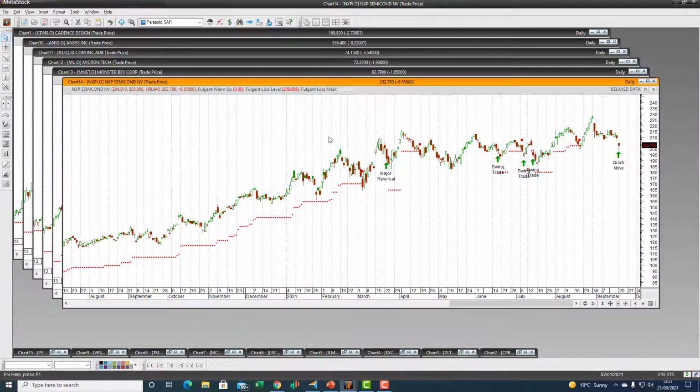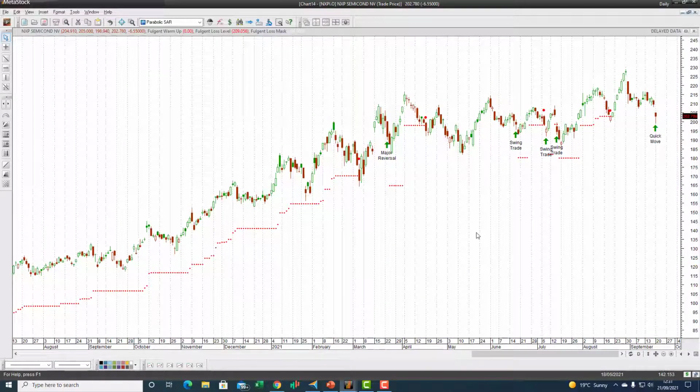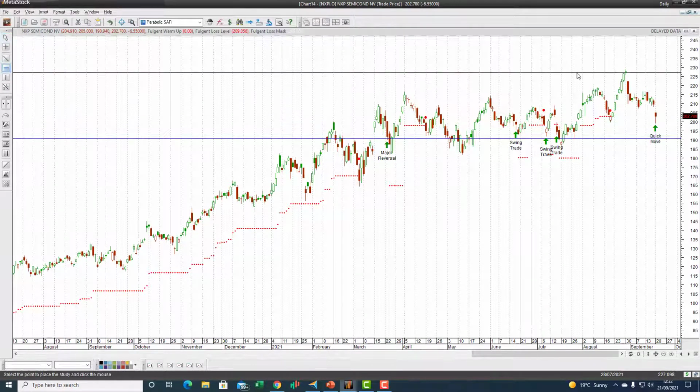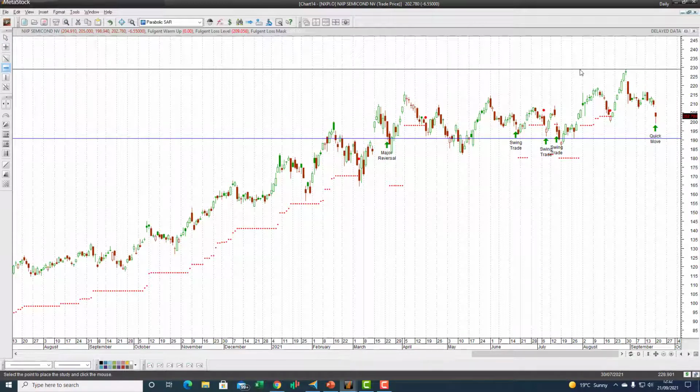Next up is NXP Semiconductor. So here we go. Quick move to the upside. Stop losses around about there. And we have the old high. That would be your resistance zone to look out for. That spinning top there. So that's the quick move we're anticipating. We're looking for that kind of price movement there.